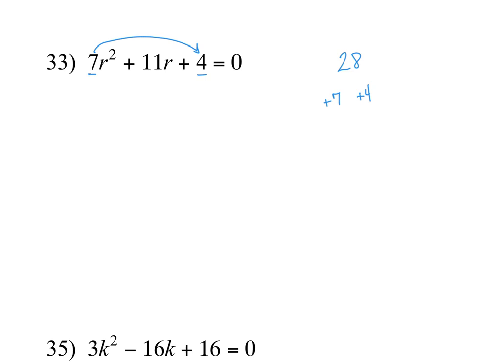Remember, this is the case where I leave the first one alone. I break up that middle term to those terms that I just found. So I'm going to break that up to 7r and 4r. And then I'm going to leave that last term alone. And now I have successfully gotten a 4 term.